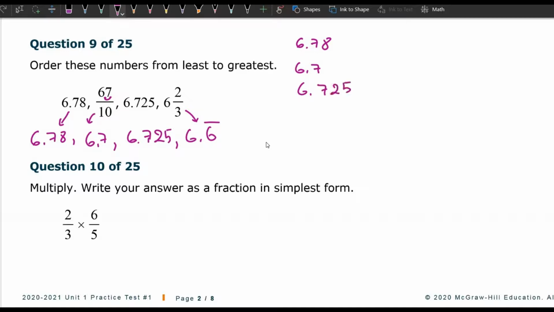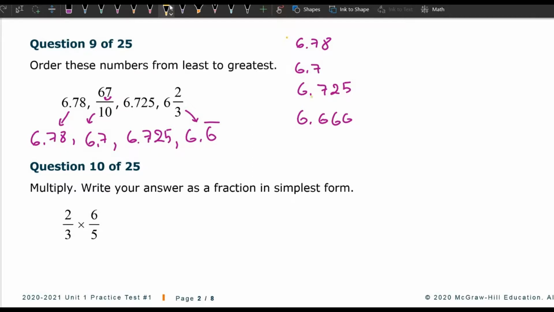6.725 and 6.6 with the bar, so let's say 66. Okay, I kind of give away the idea of how to do this. I'm going to turn them from decimal numbers to whole numbers. So we're going to count them.